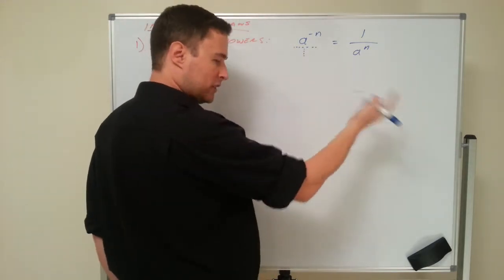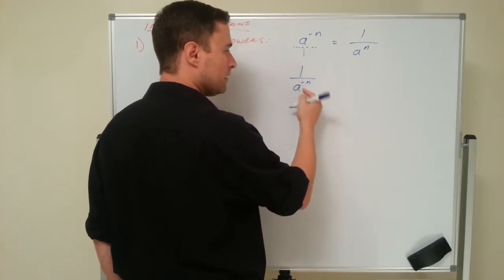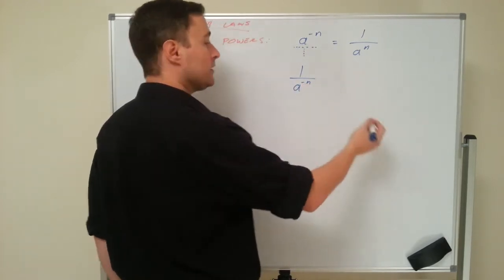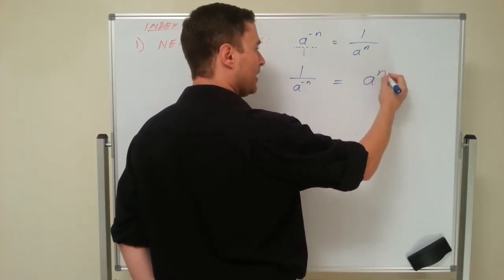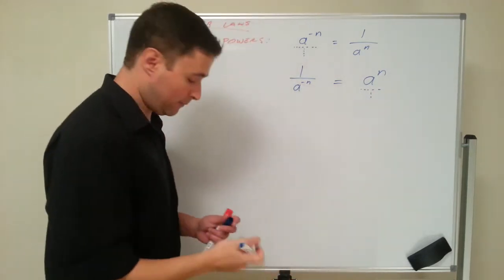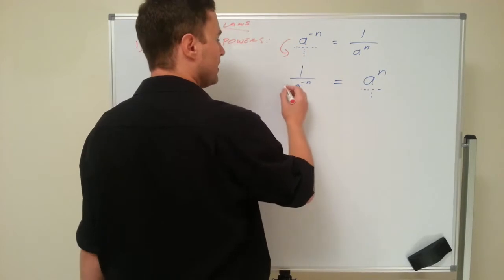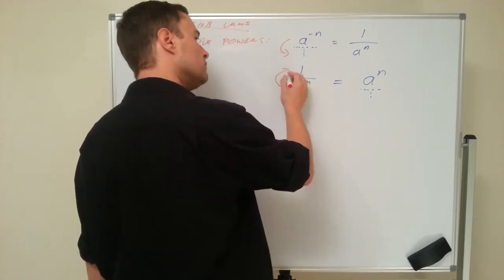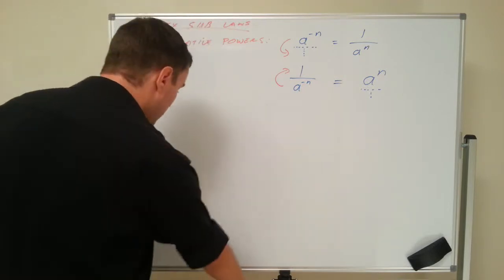And obviously it works the other way as well. If I've got 1 over a to the minus n, there's the minus, I want to get rid of it. It moves it to the other side of the divide line, it becomes a to the n. If you want, you can put the invisible divide by 1 there. So this negative moves it to the other side of the divide line. That's the way I like to think about it. So, let's look at an example.